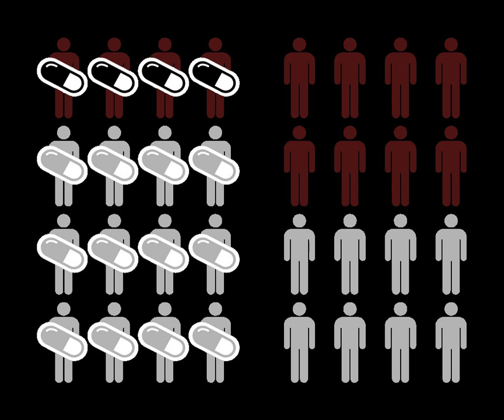RR = I_E / I_U, where I_E is the incidence in the exposed group, and I_U is the incidence in the unexposed group. Together with risk difference and odds ratio, risk ratio measures the association between the exposure and the outcome.